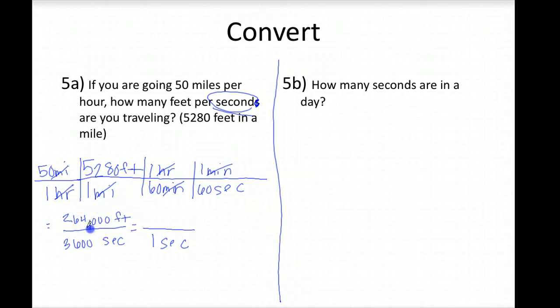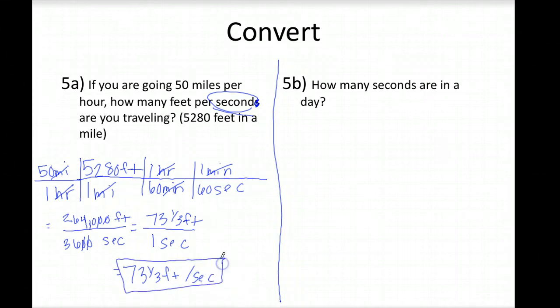So I'm going to be simplifying. Now here, I can divide out 2 zeros automatically. And then 2,640 divided by 36 gives me 73 1/3. So I'm going to be 73 1/3 feet per second. So if you're going 50 miles per hour, how many feet per second are you traveling? You're traveling 73 1/3 feet per second. So that's our conversion there.